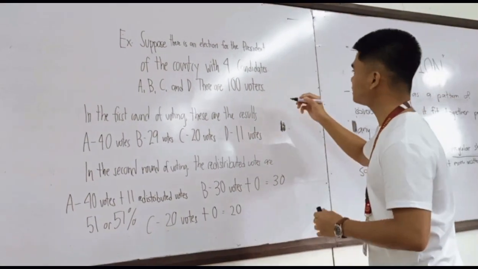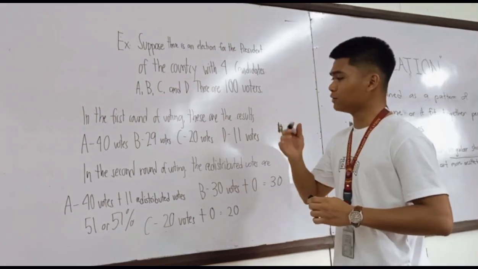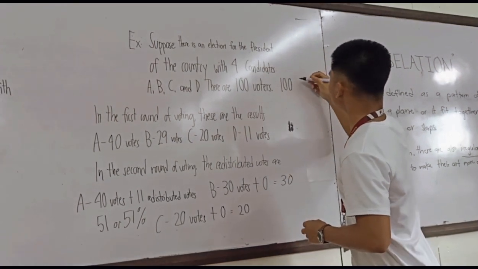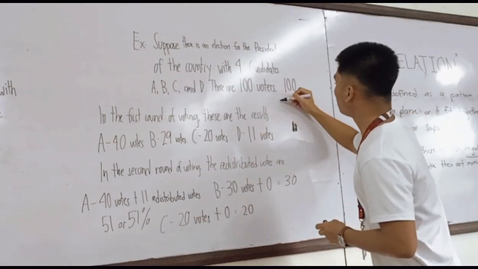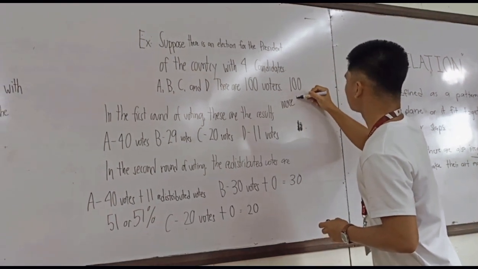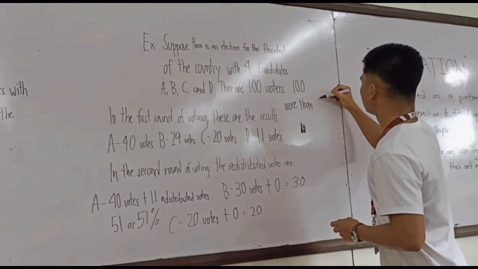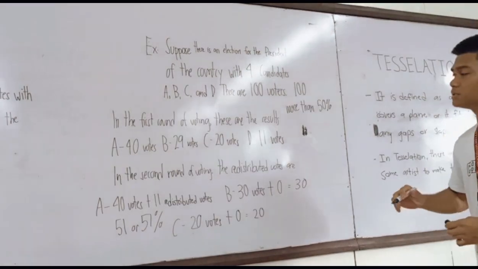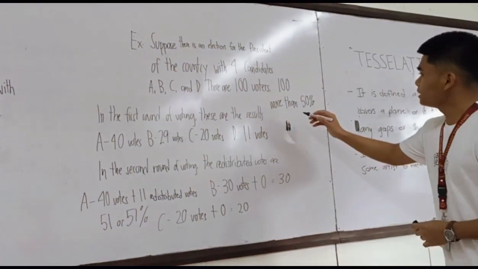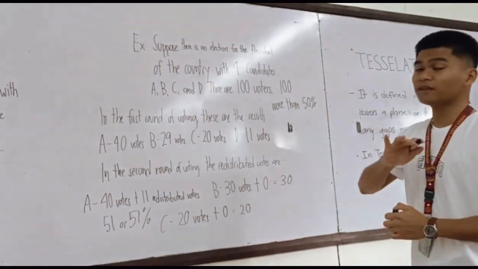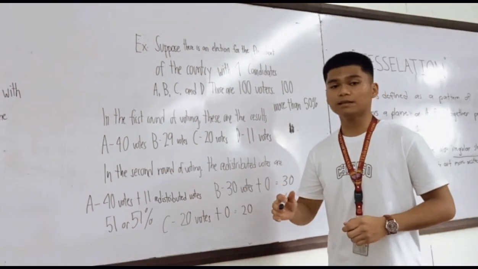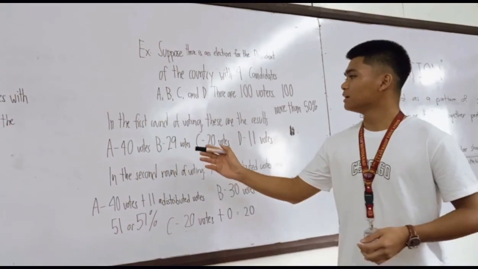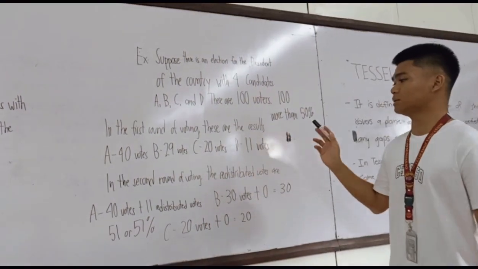Now let's define the majority needed in order to be considered a winner. With 100 voters, the majority is more than 50% of the 100 voters. So in order to be considered the winner, a candidate must have 51 votes or more. Let's read the example. In the first round of voting, these are the results.